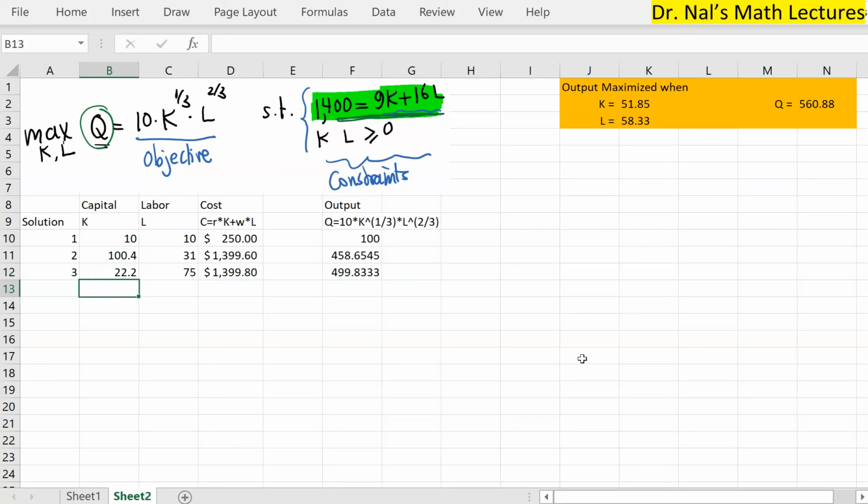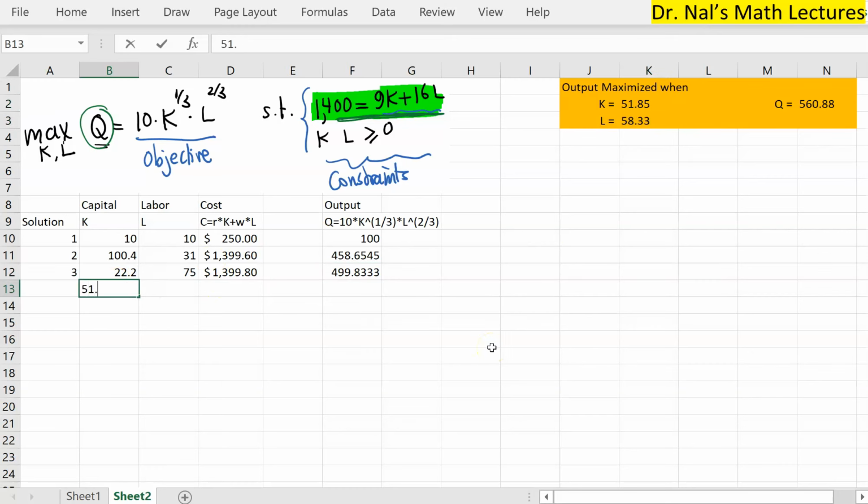22.2 maybe. Yeah, there you go. So here in this combination, I'm using 22.2 units of capital, 75 units of labor. The overall cost is 1,400, and production has increased. Now it's 499. It's almost 500. So the question is, what is the right combination? And the answer was this, right? So we realized that this is the right combination.